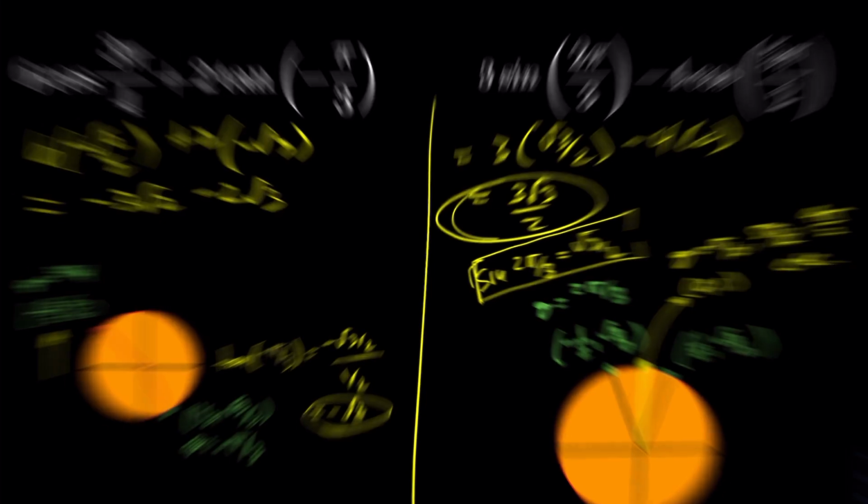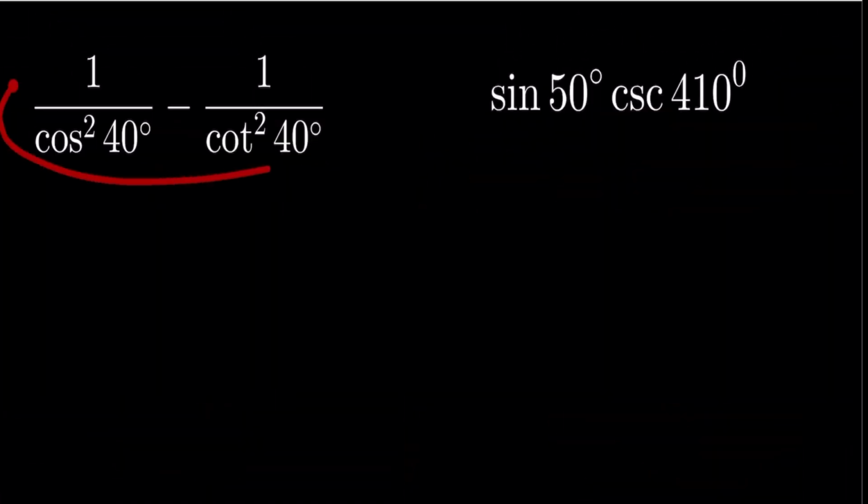Let's take a look at some more examples. So in the next chunk of examples here, let's take a look at this first one. They want us to evaluate all of this. First thing here is 40 degrees is not one of our special points on our unit circle. So we must have to do something else to simplify this.